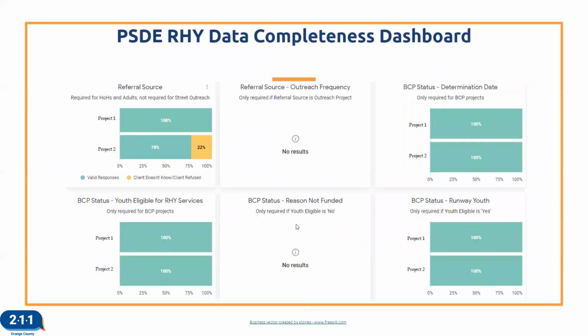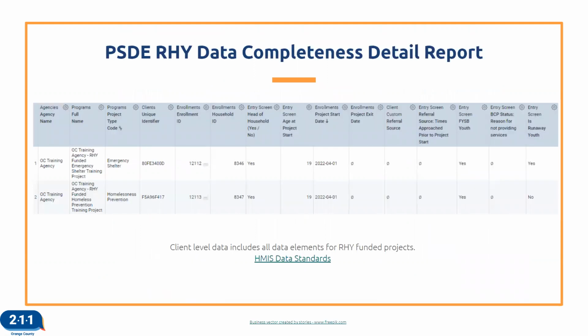So the RIE completeness dashboard format is similar to the universal data element completeness dashboard. In this dashboard, you will see an overview of the projects under your agency and the data quality of each data element. And please keep a note that the RIE exit dashboard will be split into 2 dashboards to ensure the dashboard runs properly and includes all exit data elements. And then, yeah, can we go to the next slide?